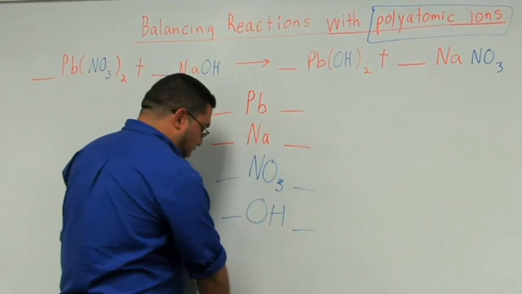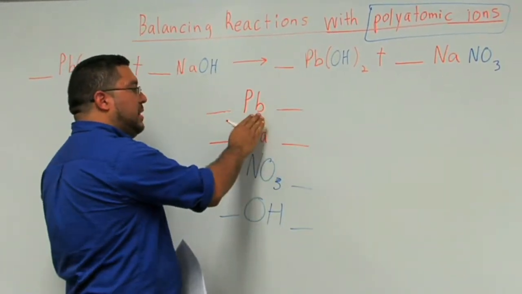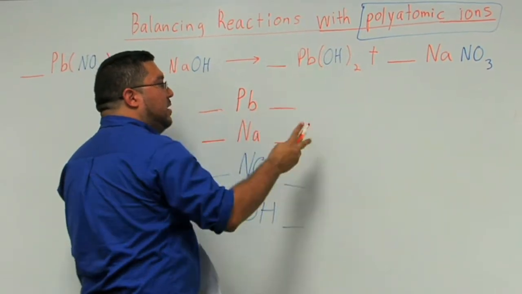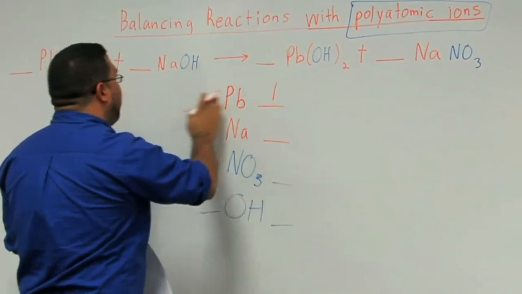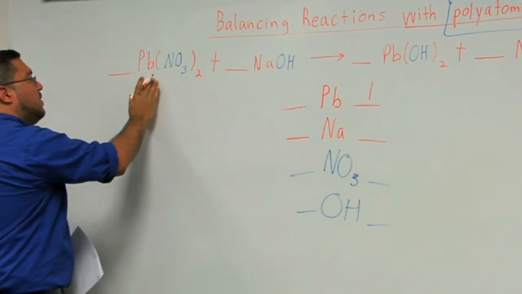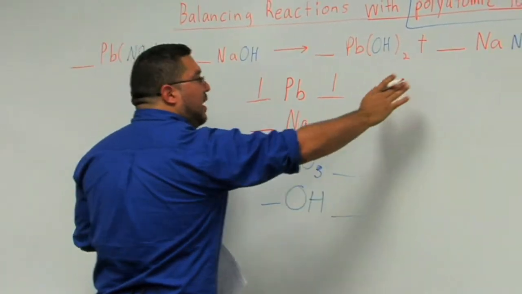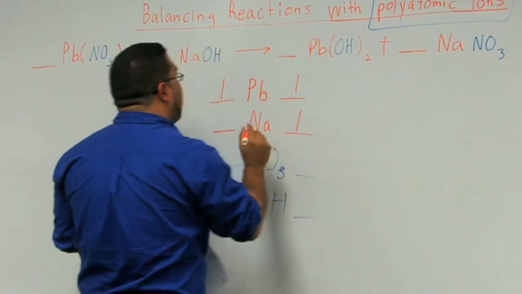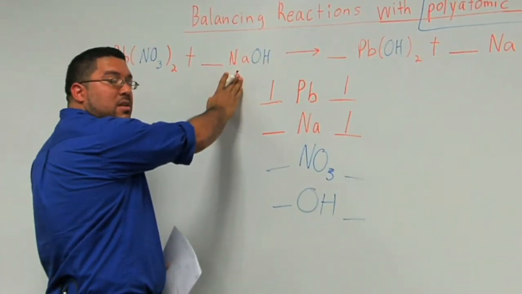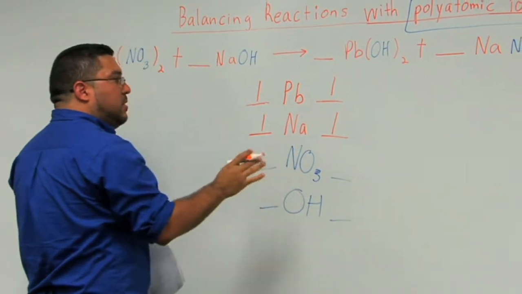When we first take stock of what we have, we're still going to say, how many leads do I have on the right? I have 1. How many leads do I have on the left? If I look over here, I can see that I have 1. How many sodiums do I have on the right? I have 1 sodium on the right. How many sodiums do I have on the left? Just 1. Now, here's where it becomes a little different.